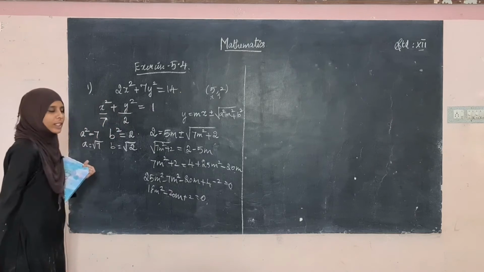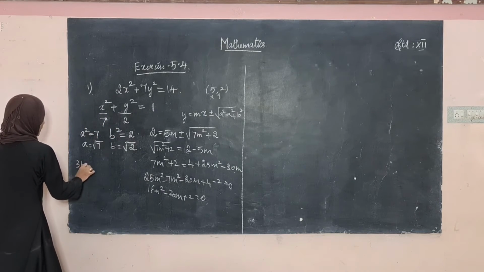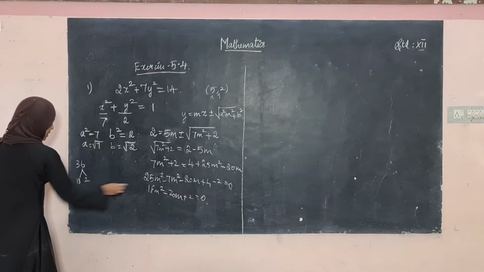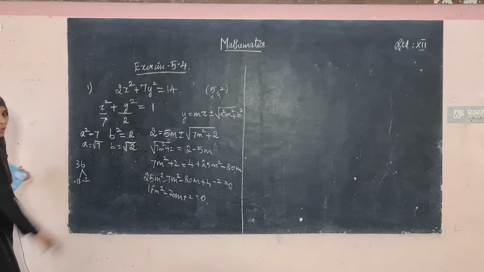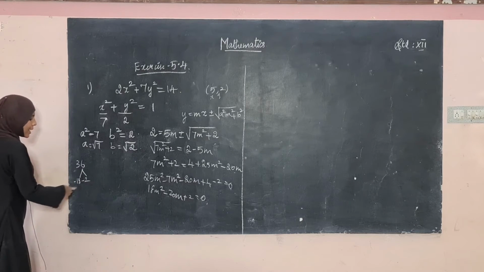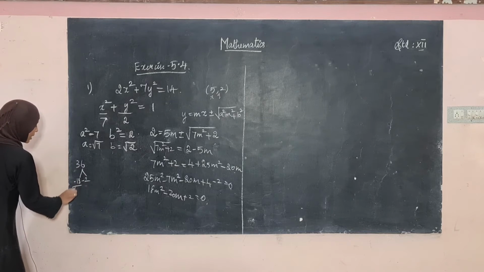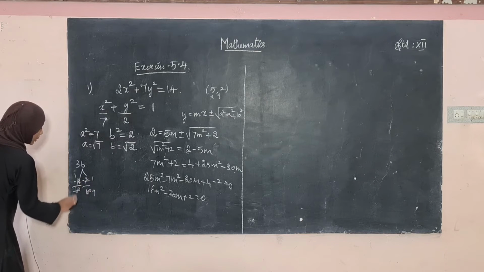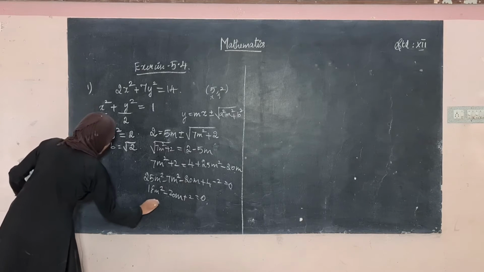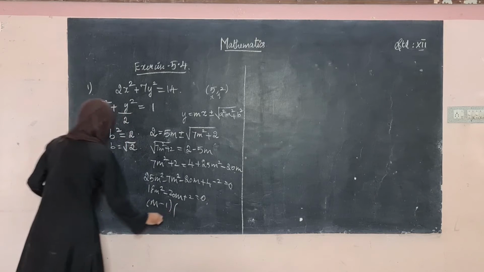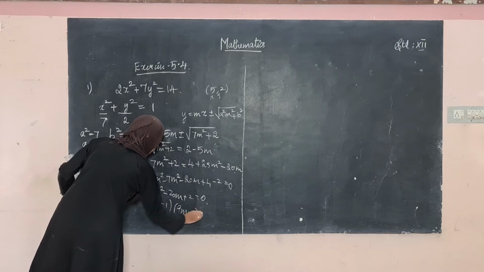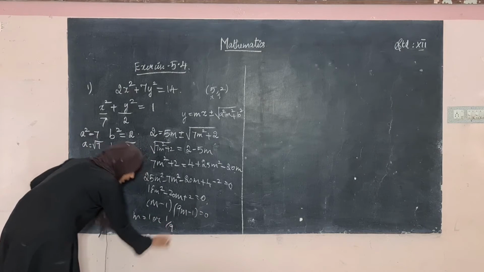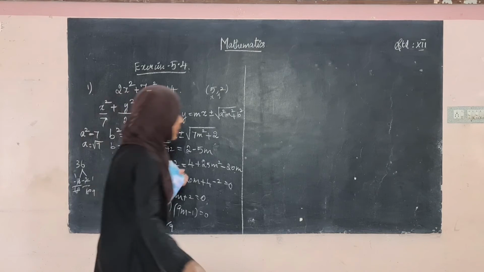So what is 18 into 2? It is 36. That is 18 into 2. So we should get minus 20, therefore minus 18 into minus 2 is plus 36, and minus 18 minus 2 is minus 20. So divided by 18, this is 9 and this is 1. So this can be written as (m minus 1) into (9m minus 1) equal to 0. So what's the value of m? m can be 1 or 1 divided by 9.